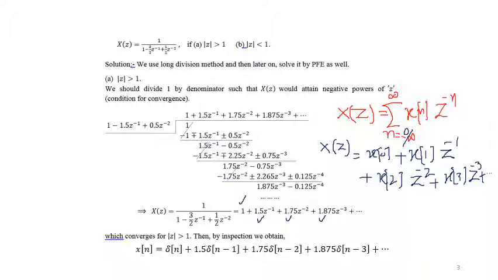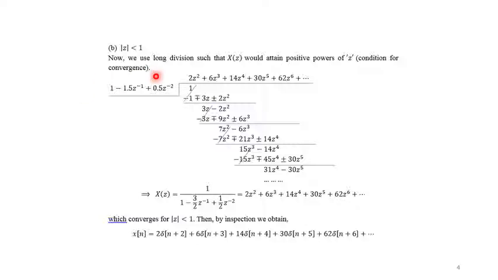So we can obtain the time domain signal by using this, right? So I can write it. For the second case, we have the ROC absolute of z less than 1, so that's the left-sided sequence. So now we use long division such that x of z would attain positive powers of z. That's the condition for the convergence because that's the left-sided sequence.